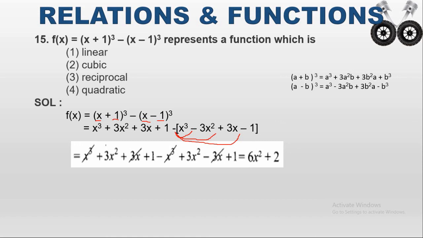So what is the remaining factor? 3x square plus 3x square. 3x square plus 3x square is 6x square. Then 1 plus 1 is 2. So the final answer is 6x square plus 2.